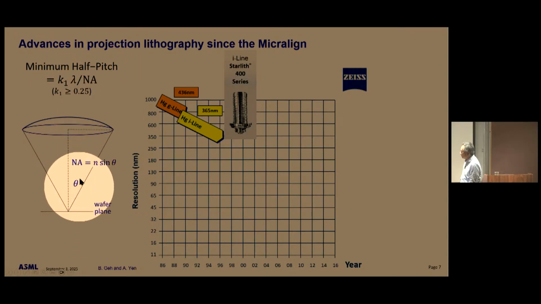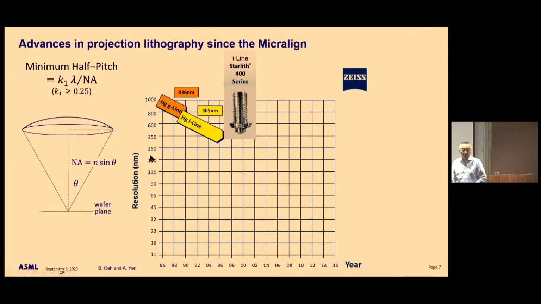Numerical aperture is the sine of this half angle times n. N is the index of the medium surrounding this lens. Of course, this n is always 1 until you got to immersion lithography, right? At 193, then n became 1.44, okay? So this is what happened.